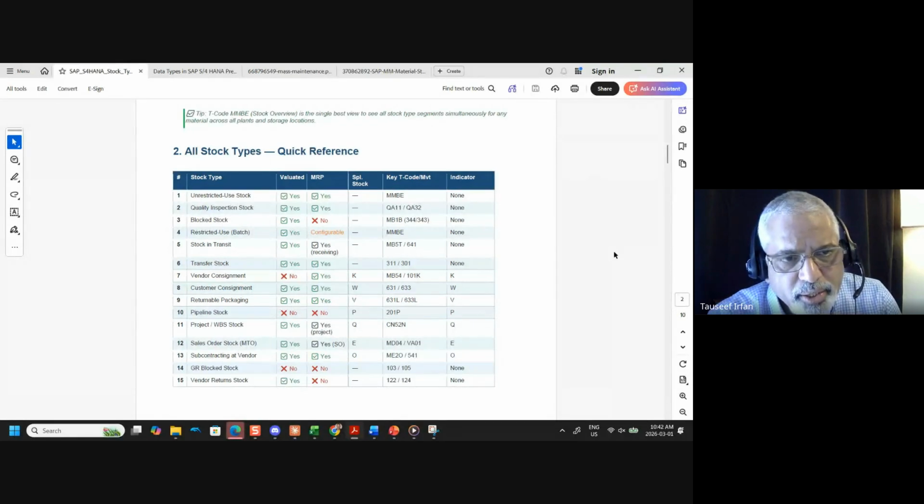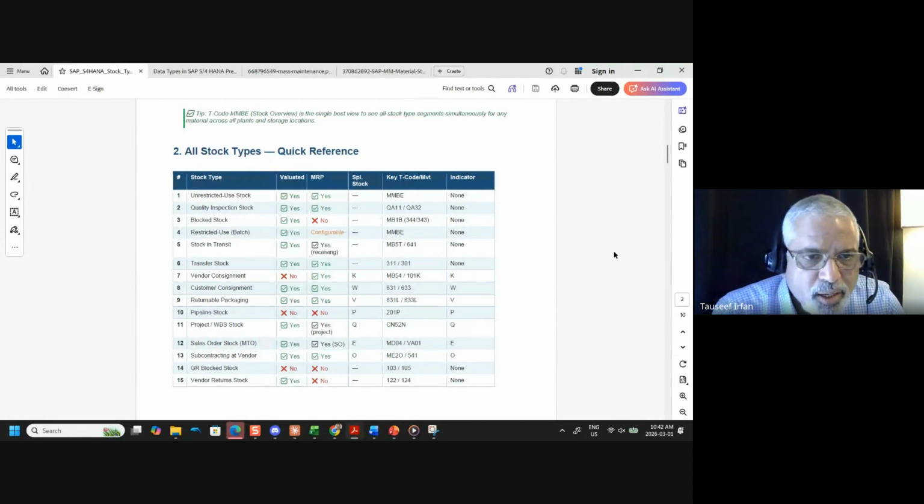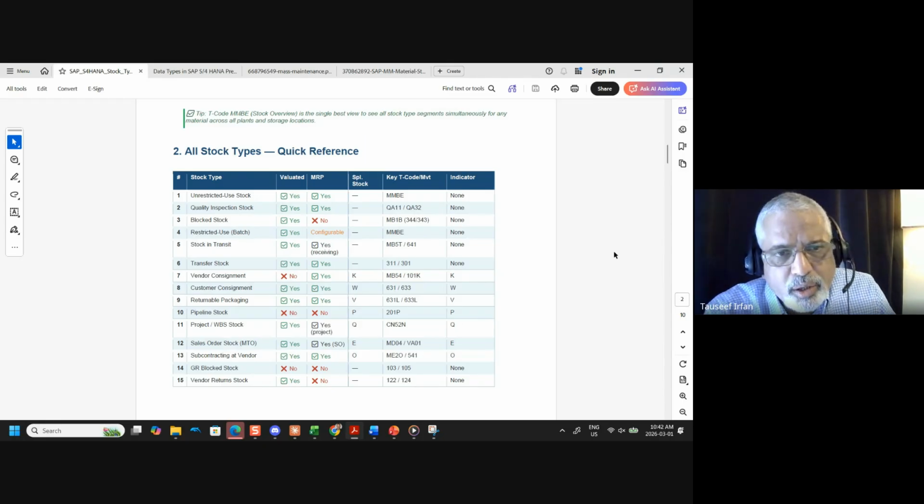Unrestricted use stock, quality inspection stock, blocked stock, restricted use, stock in transit, transfer stock, vendor consignment, customer consignment. Yeah, and it's valuated or not valuated. Is it considered in MRP or not, material requirement planning? What is the special stock indicator to differentiate between other stock? So you have the indicator, we will see that, and then the T codes and all that.